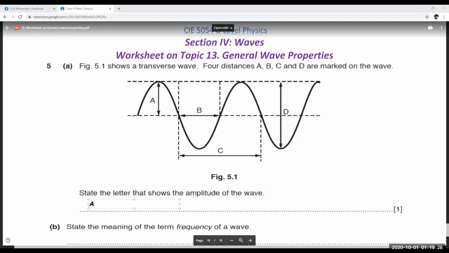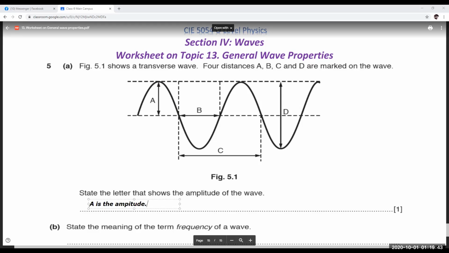And what about D? Sir, D is not the amplitude because it shows double the amplitude. D is double the amplitude. Sir, can you tell me what is the wavelength, sir?